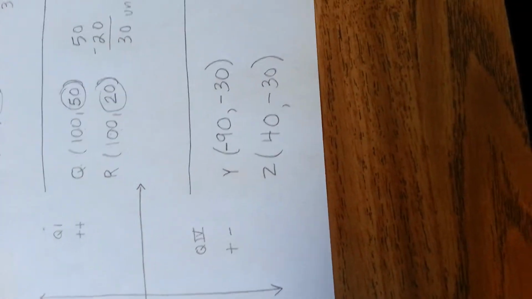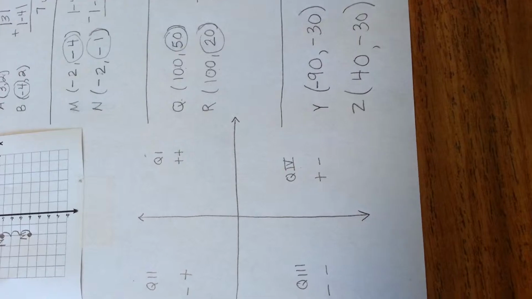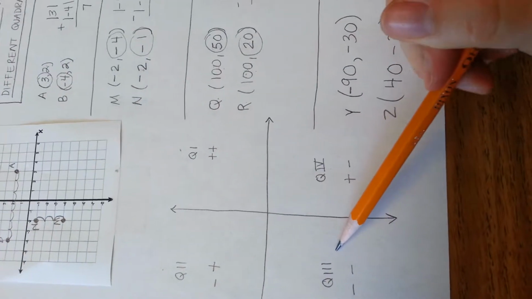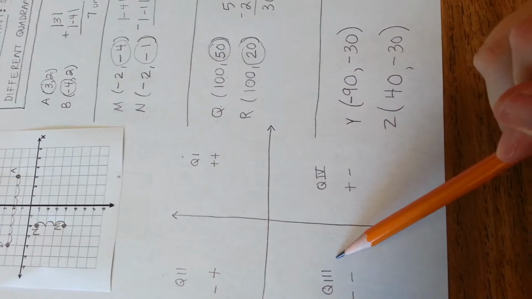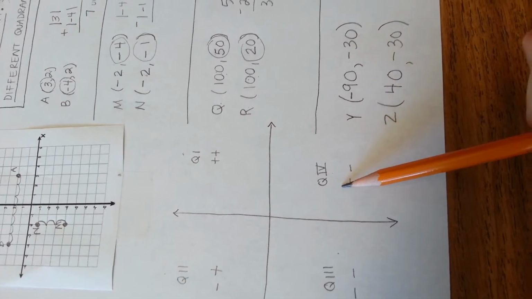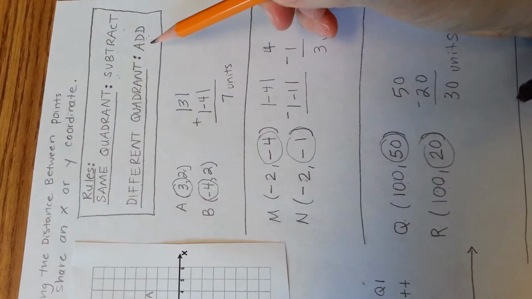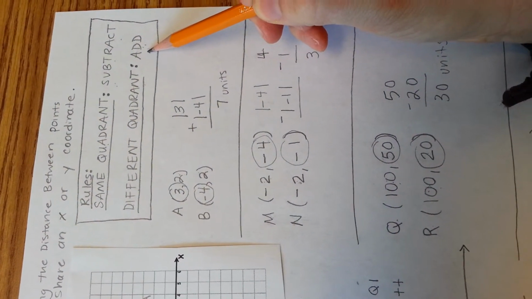Okay, and finally, let's go ahead and try Y and Z. Y is negative negative, which puts it in quadrant 3. Z is positive negative, which puts it in quadrant 4. They're in different quadrants, which means I will add.